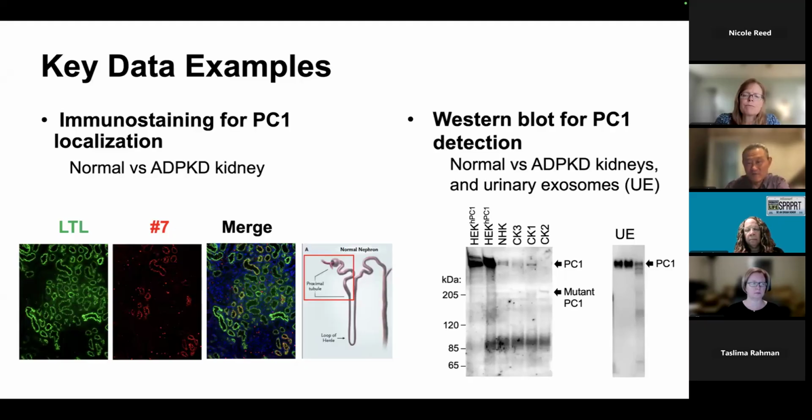The second example I'm going to show you is we tested urinary exosomes. Now this is interesting because there is a protein, there's a vesicle that is produced in the tubule.